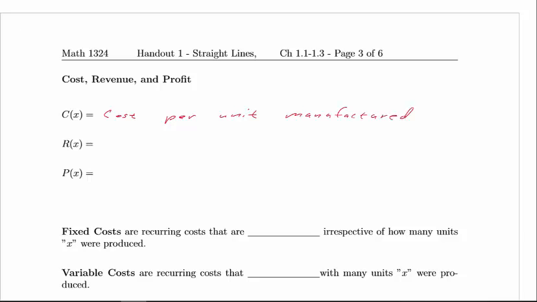Now make sure that you're very familiar with this kind of nomenclature, right? Where you've got the C of X. Make darn sure you understand what that X means, right? I mean, that's what you're plugging in, right? The cost is a function of the number of units you are making. So cost per units manufactured. X stands for the number of units manufactured.